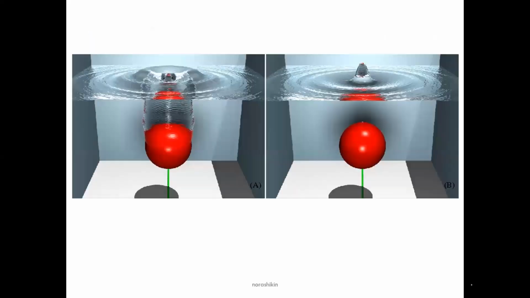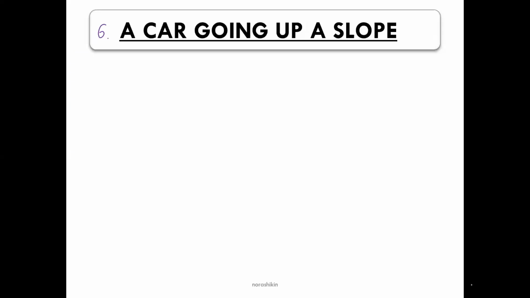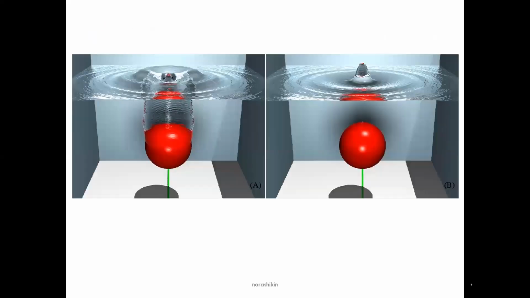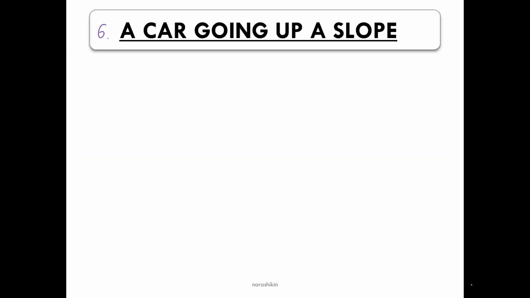An object falling in a fluid: when something is falling through a fluid like water, it experiences a viscous drag, and due to the drag, it slows down.